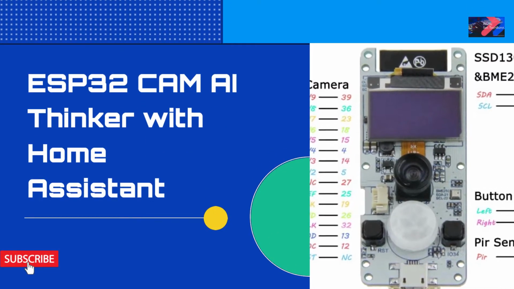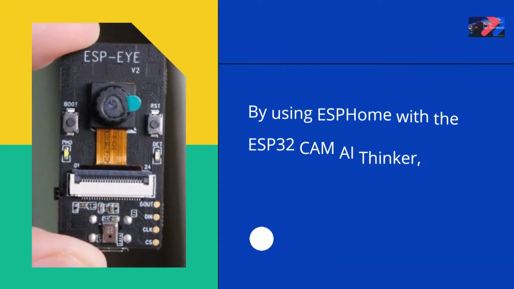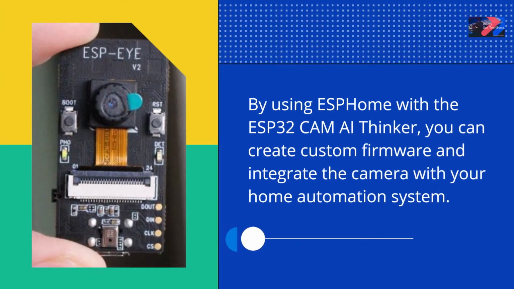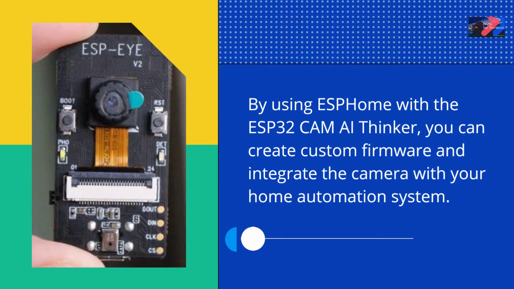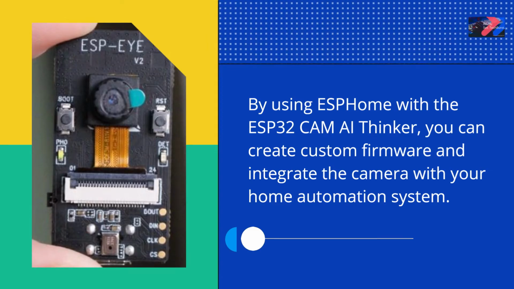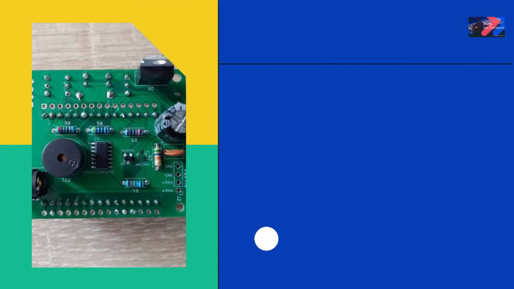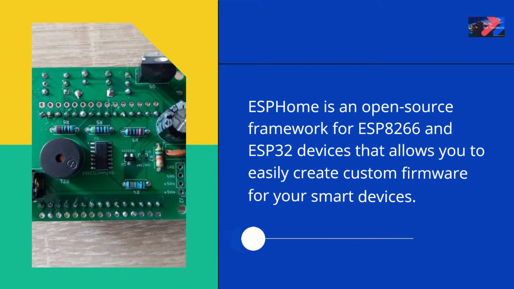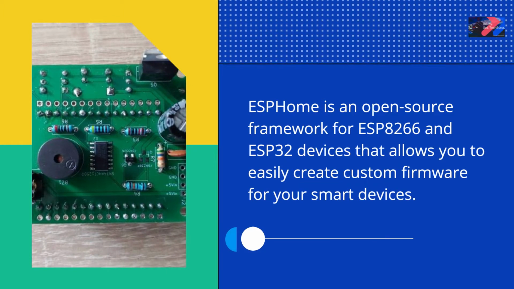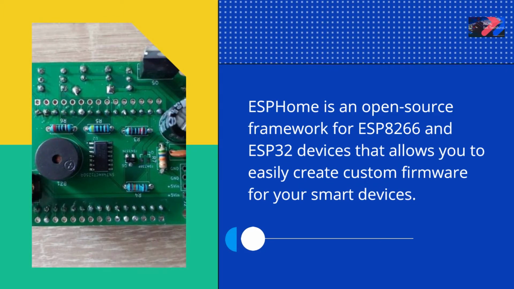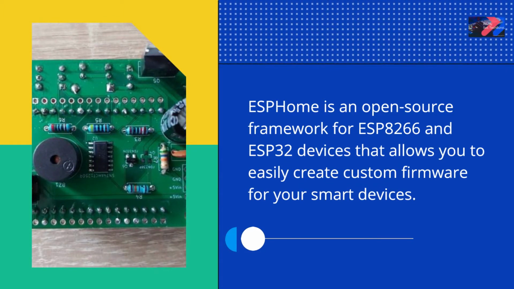ESP32 CAM AI Thinker with Home Assistant. By using ESPHome with the ESP32 CAM AI Thinker, you can create custom firmware and integrate the camera with your home automation system. ESPHome is an open-source framework for ESP8266 and ESP32 devices that allows you to easily create custom firmware for your smart devices.